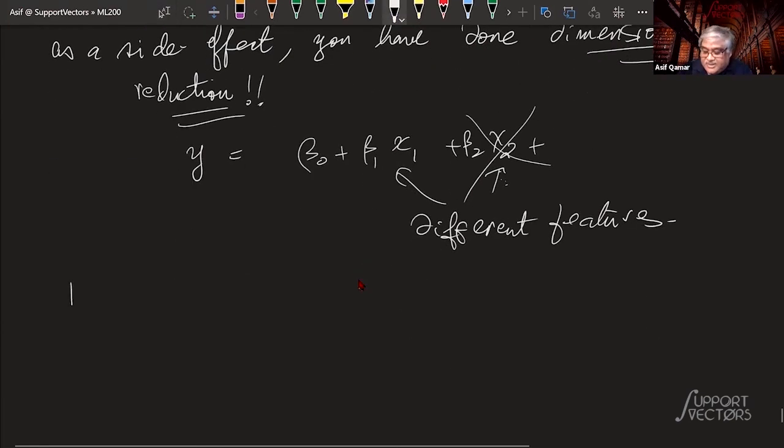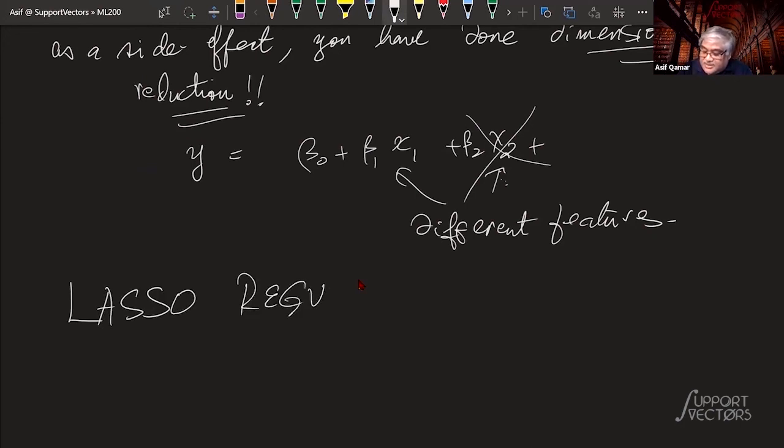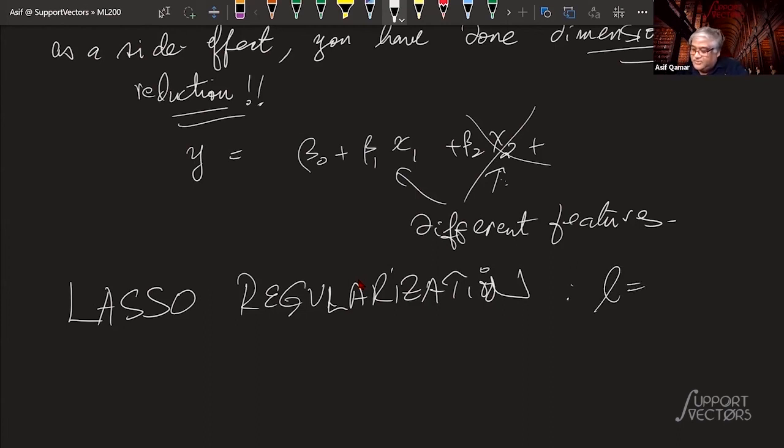There is a name for this, it is called the lasso regularization. Ridge regression was discovered a long time ago. Lasso was discovered somewhat more recently. The authors of your textbook have done a considerable amount of work with the lasso. They even have a book on lasso regression. It's just L equal to 1 norm.